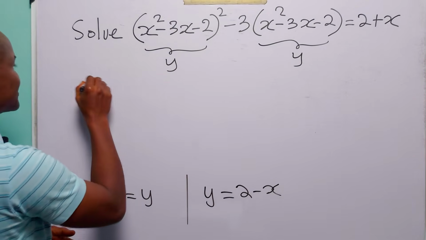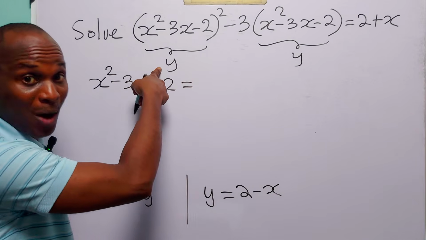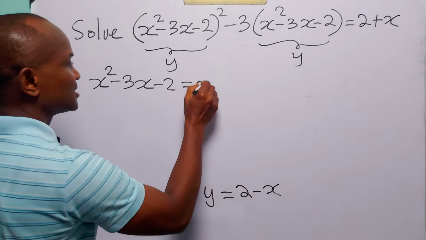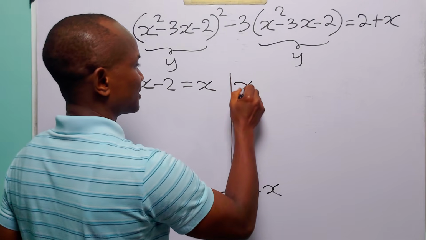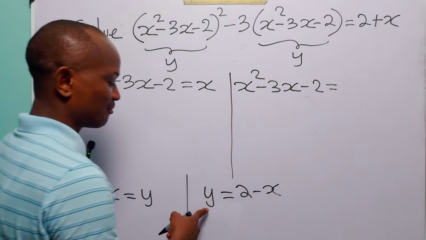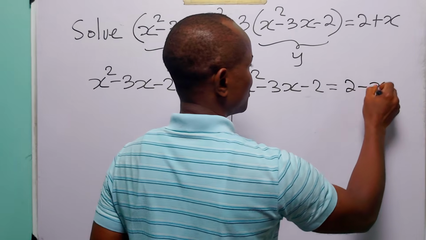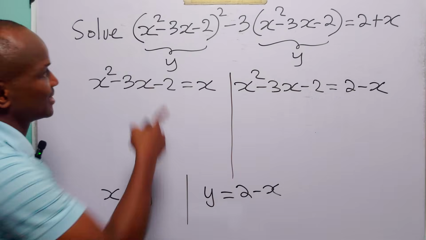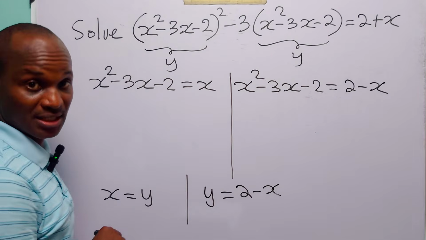Of course, we have that x squared minus 3x minus 2 is equal to y. But in the first case, we have that y is equal to x. So this is equal to x. And in the second case, we have that x squared minus 3x minus 2 is equal to y. But in this case, y is equal to 2 minus x. So here we have 2 minus x. So to find all the values of x that satisfy this equation, all we need to do is to solve these two quadratic equations.